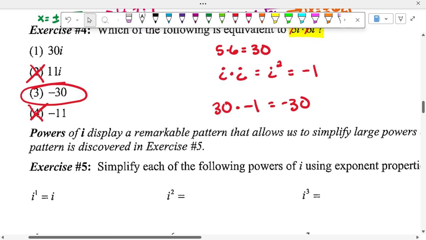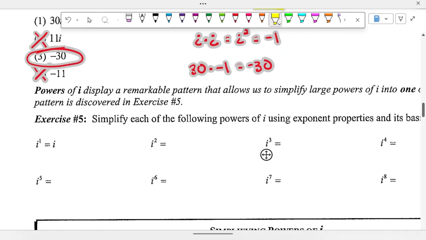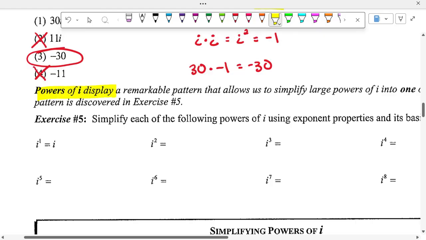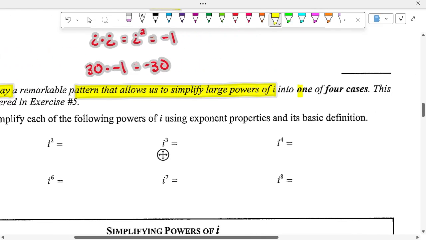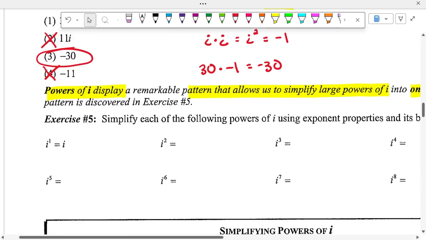All right. Now, the powers of I display a remarkable pattern that allows us to simplify larger powers of I. So there's one of four cases. Now, obviously, I, the first power, is just I. What did we just say I squared is? Negative 1. So I squared is negative 1.